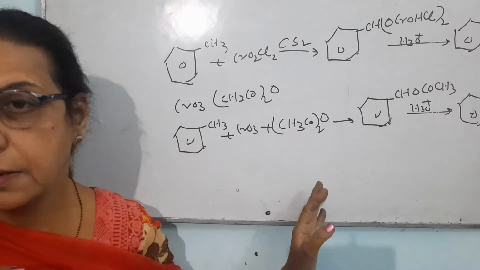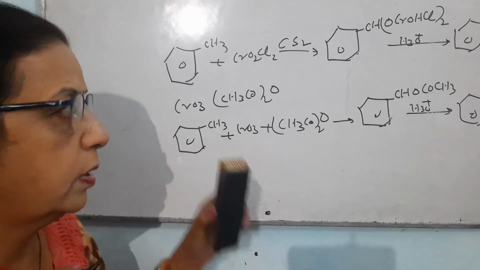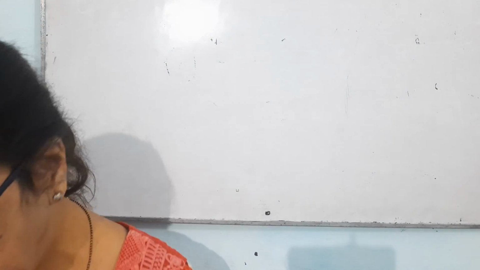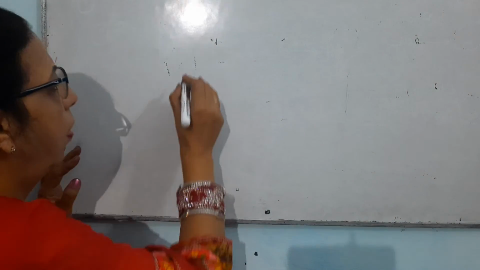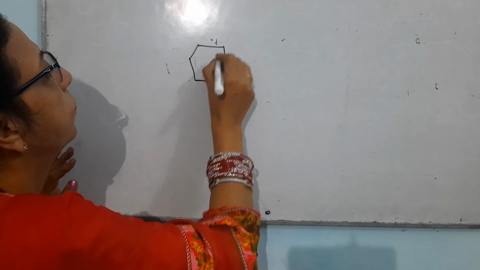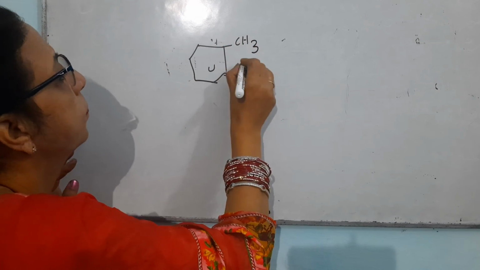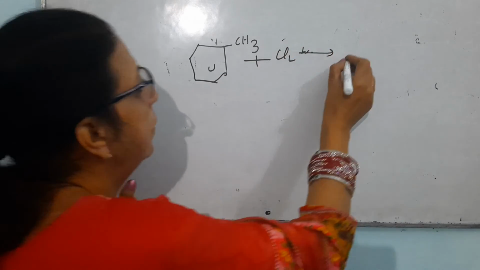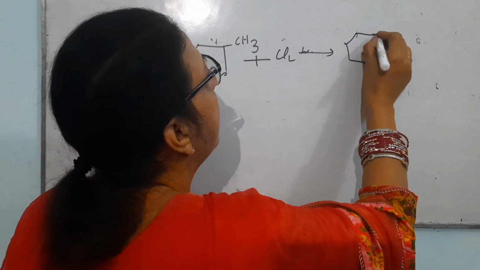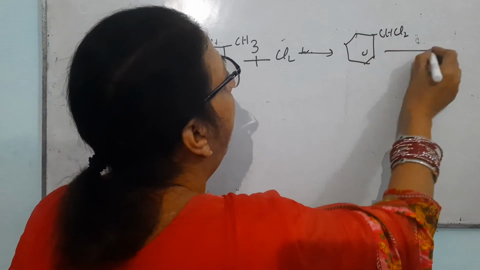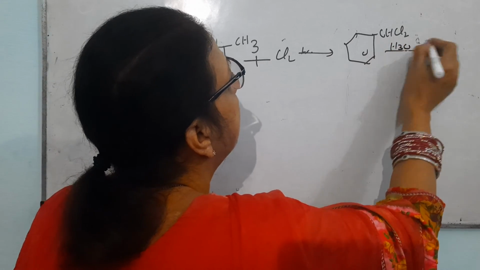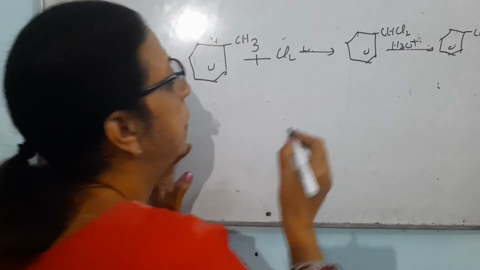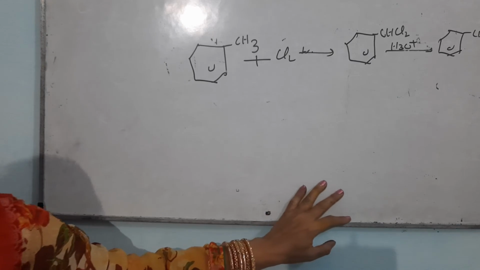The next method is by the side chain chlorination of toluene. Now, if there is toluene, and the reaction takes place with chlorine in the presence of sunlight, there will be formation of benzyl chloride, and after that hydrolysis it will be converted in the form of benzaldehyde. So this is by the side chain chlorination reaction.